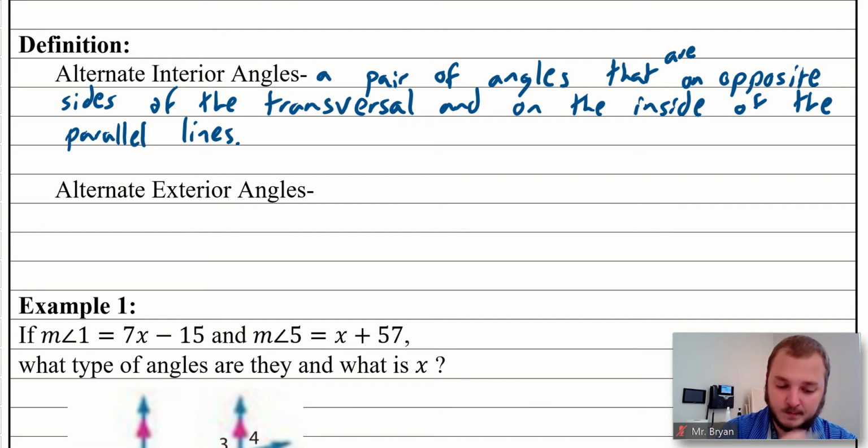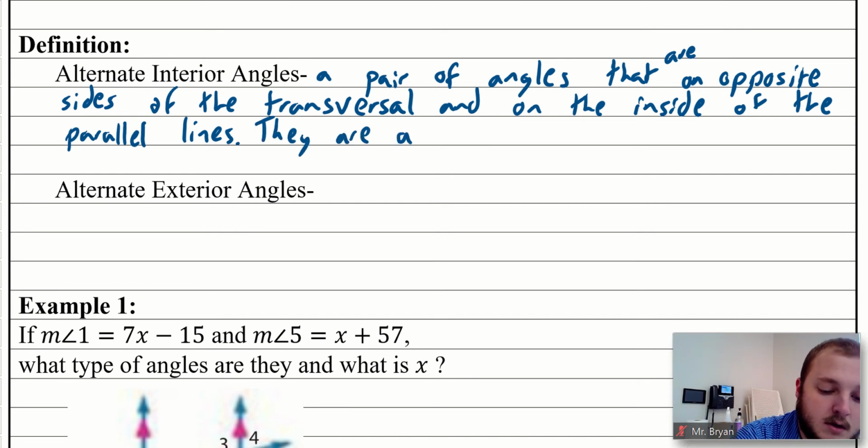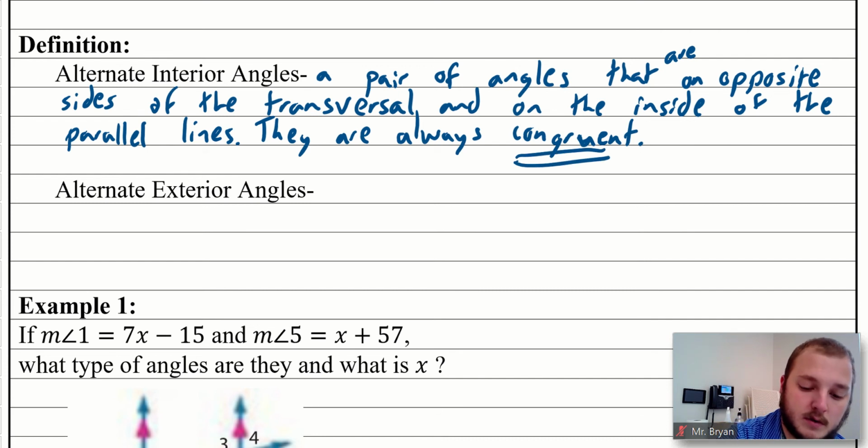Actually, we're going to do one thing before we look at these. Why is this important about alternate interior angles? One thing I know about them is they are always congruent. I want you to add this to your definition as well. I'll underline that here: alternate interior angles are always congruent. Now that we have that information, that's going to help us set up problems.